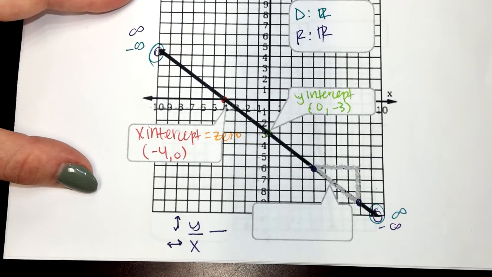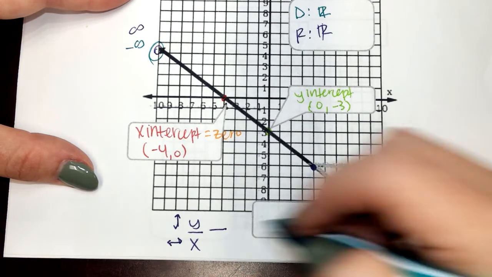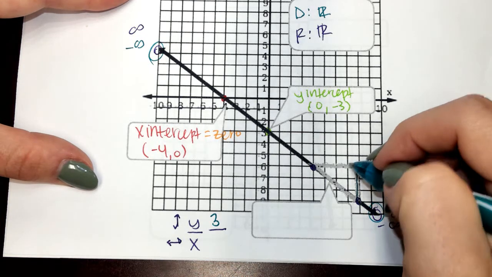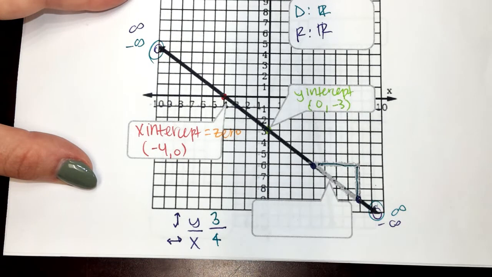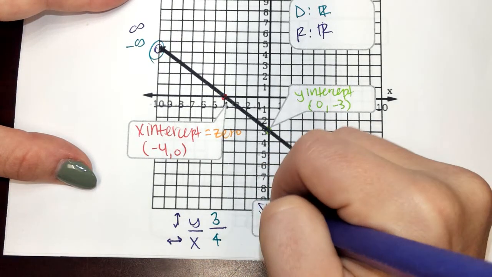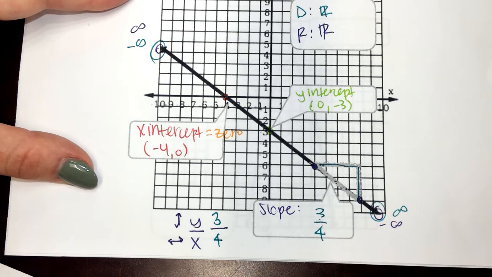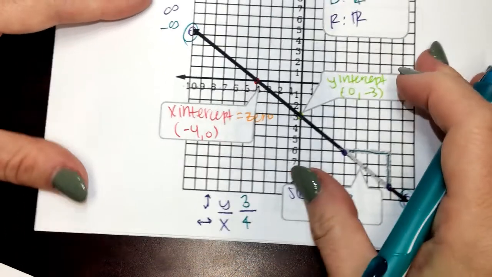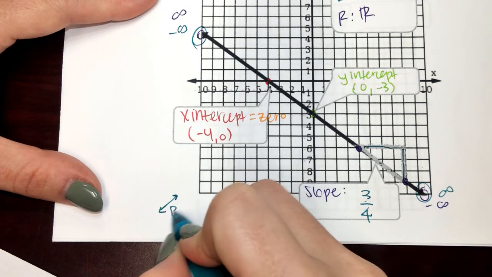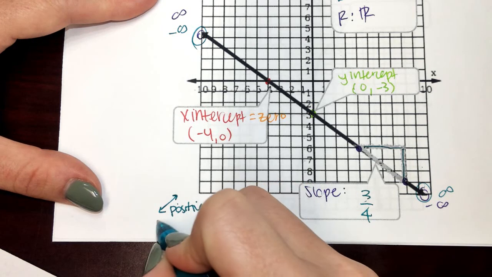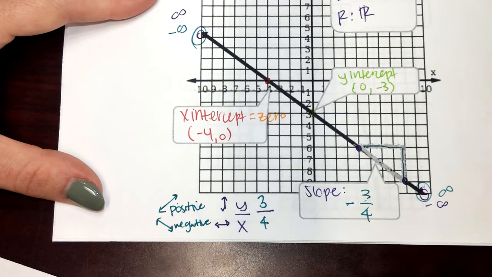So looking at this example, to get from here to here, I need to go up 3, so that number goes on top, and then to the right 4. So my slope is 3 over 4, and then we need to see, is it positive or negative? So when we've got our slanted lines, if it's going this way, it's positive, and if it's going this way, it's negative. So this is -3.